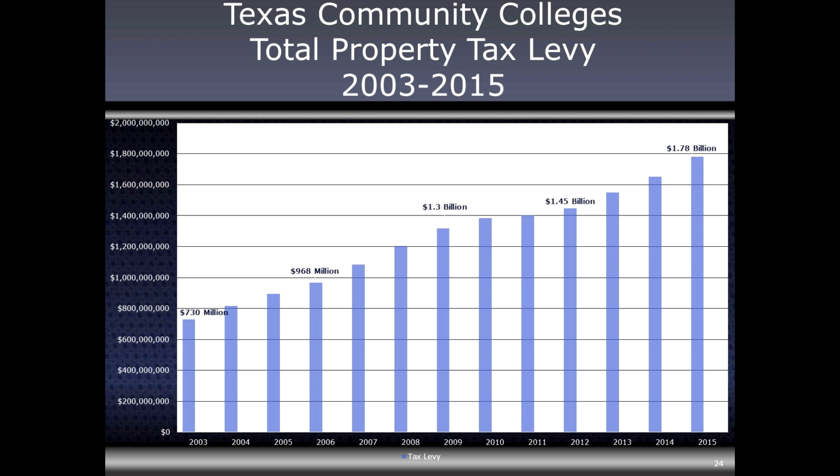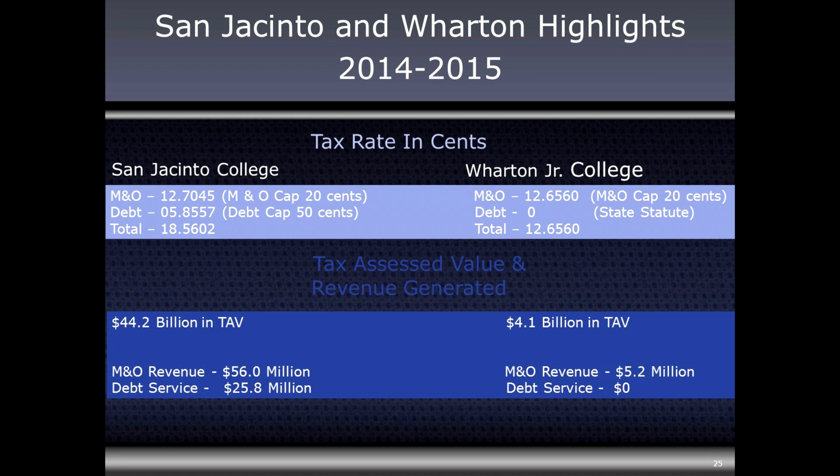You can see the increase there. This chart, you probably can't read the numbers, but at San Jacinto College, our maintenance and operation tax is 10.7 cents. Our cap on M&O is 20 cents, and that was set up when we were created. Our debt service rate is 5.8 cents, and we have a cap on our debt service at 50 cents, which is actually a state statute. So our total tax rate is 18.56 cents. For this next year, we're going to be 17.56 cents.